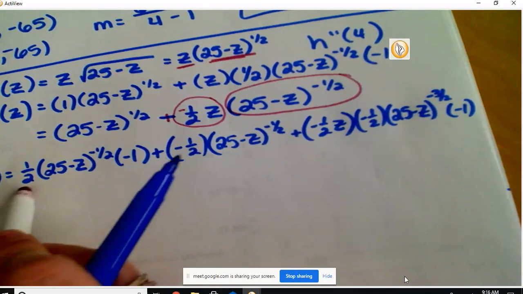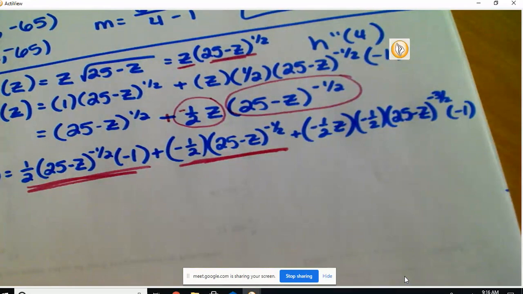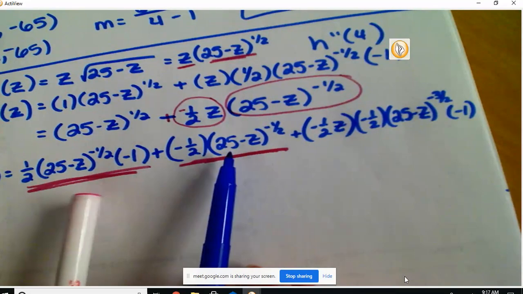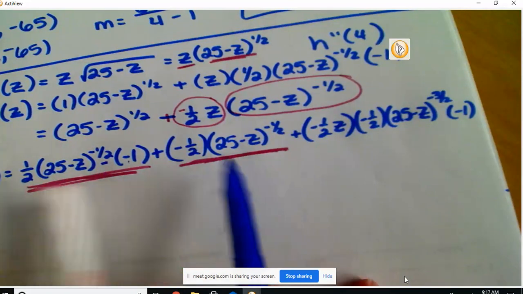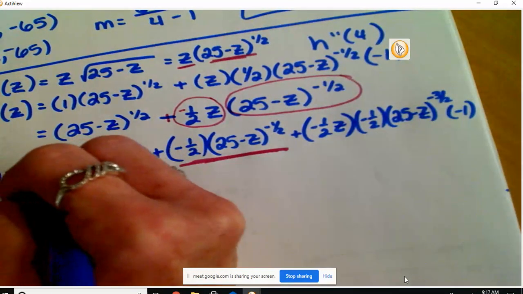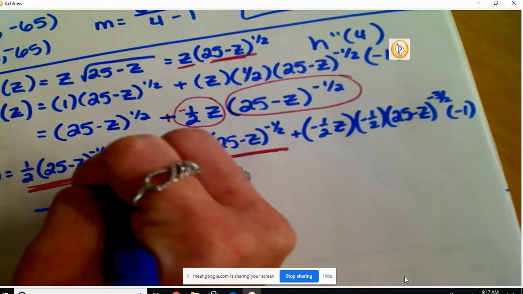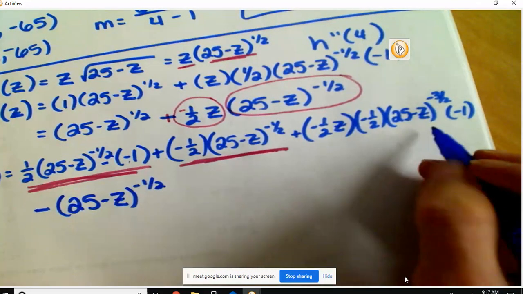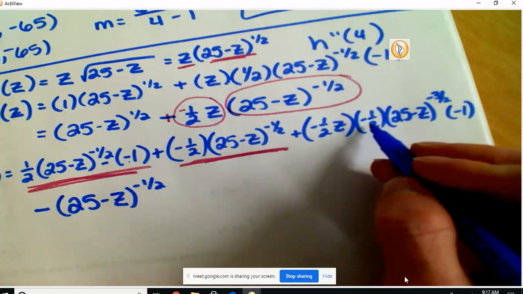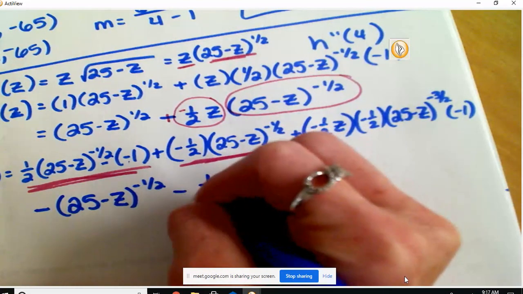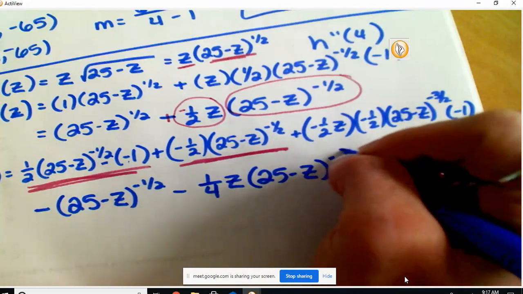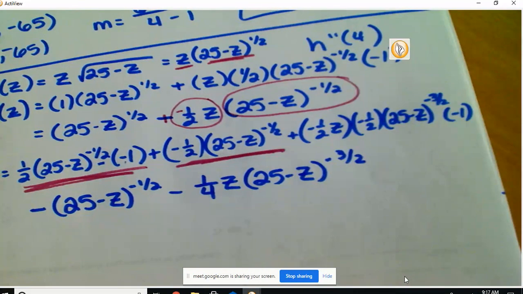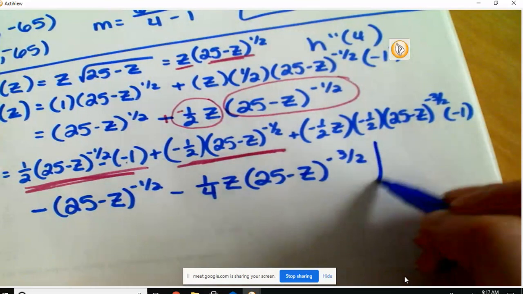What do you guys notice about these? They're like terms, aren't they? They both have a 25 minus z to the negative 1/2. So I can add their coefficients. This would be a negative 1/2 plus a negative 1/2 is just negative 1. Okay, this one, a negative 1/2 times a negative 1/2 times a negative 1 will give me a negative 1/4.